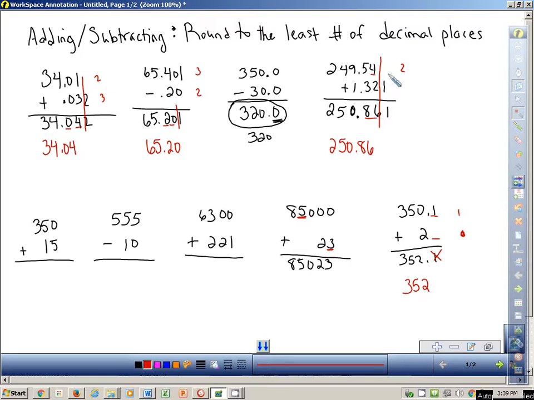The 4 was the last sig fig to the right. It was 2 decimal spaces over. The 1 was the last sig fig to the right, and this one it was 3 spaces over. And you're just going with what's less. 2 spaces is less than 3. Well, we're looking at the same thing here.